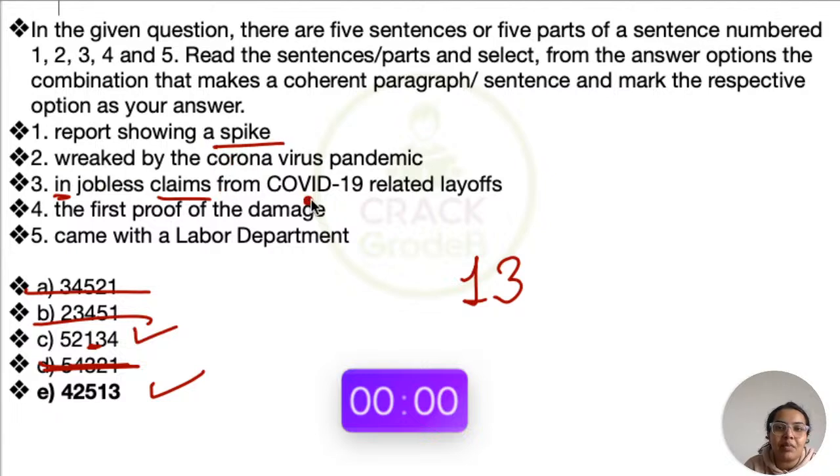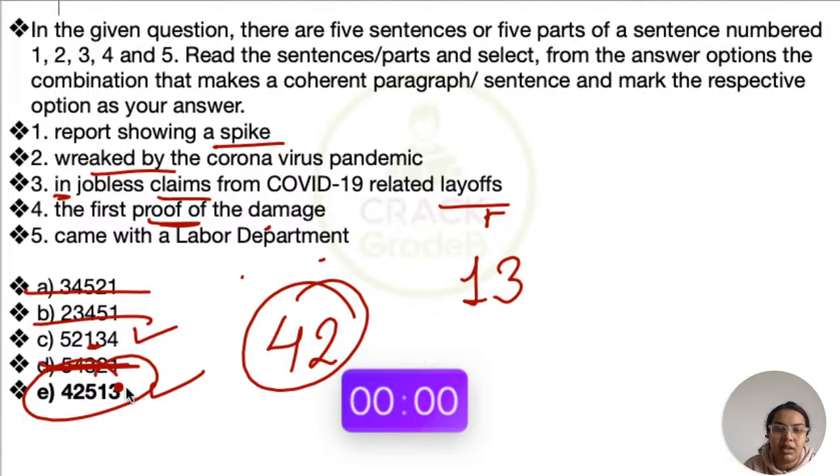A spike in claims from COVID-19 related layoffs. Okay. The first proof of damage. Proof. Now proof came with the labor department directly, तो मैं नहीं बोल सकती proof of the damage that was wreaked by, that was caused by corona. So you have fourth and the second one, that is again a strong pair. That's your answer is E.